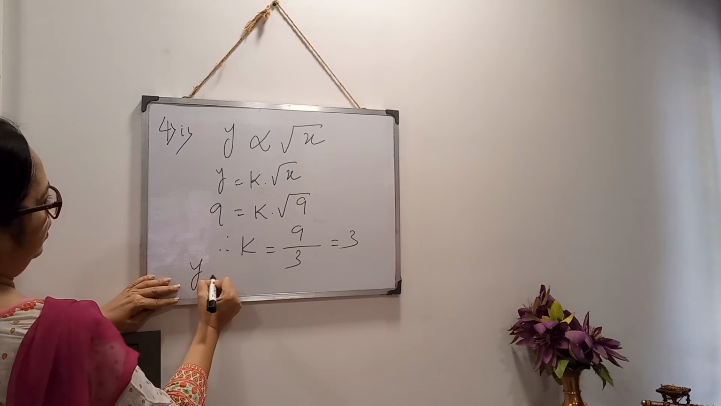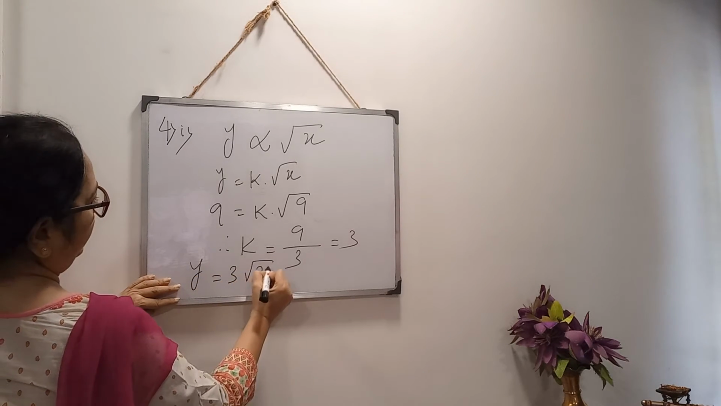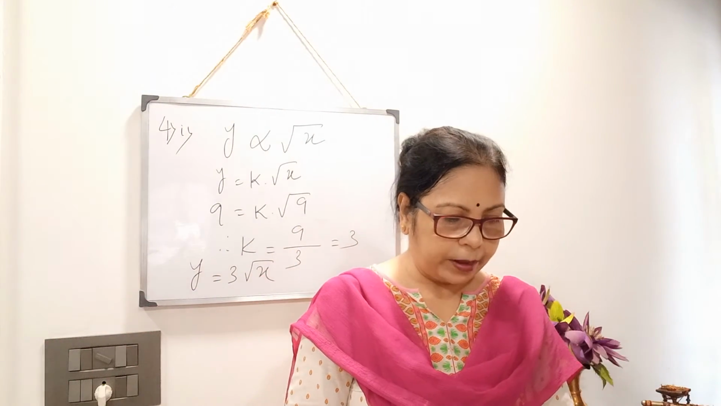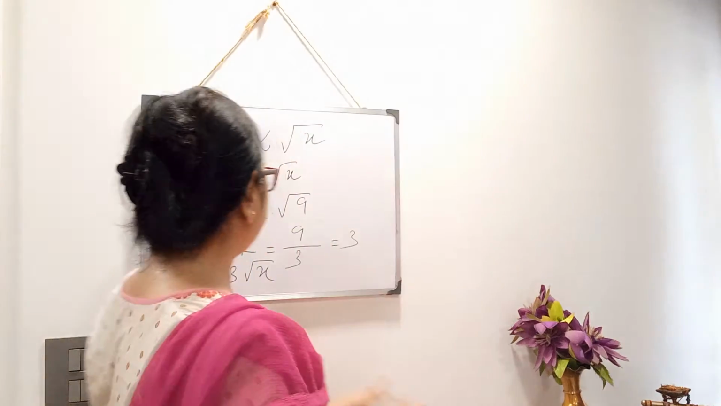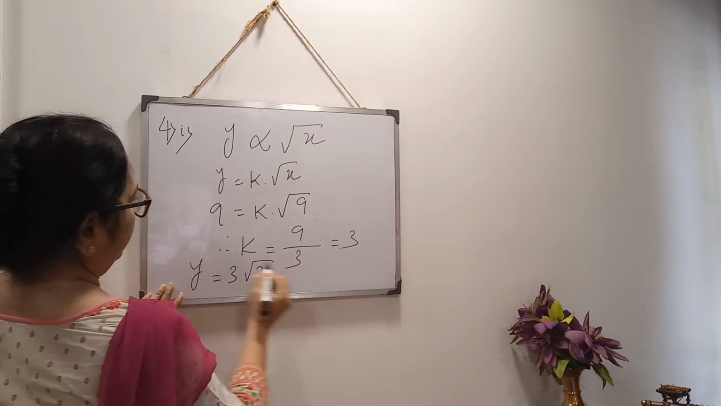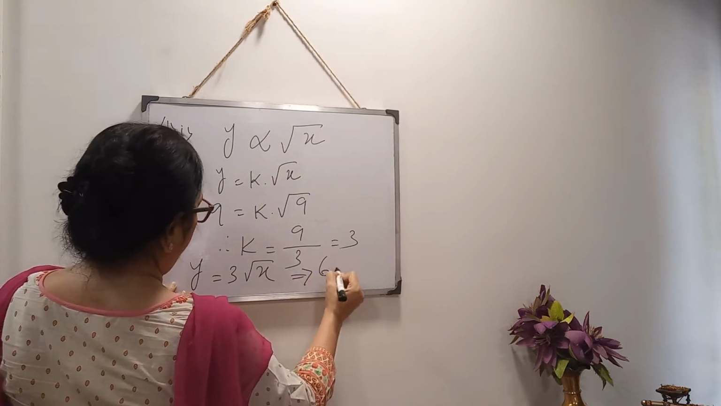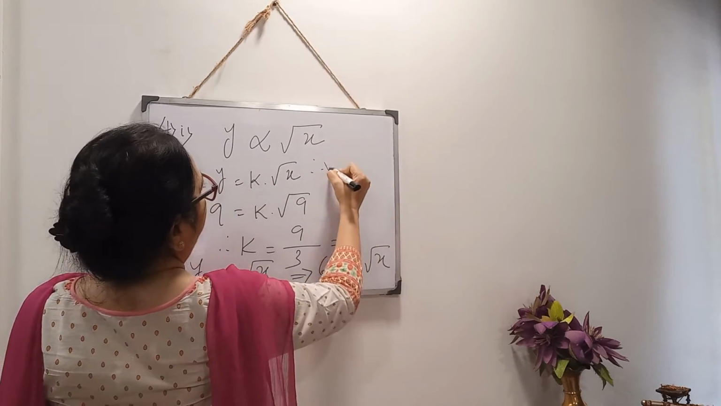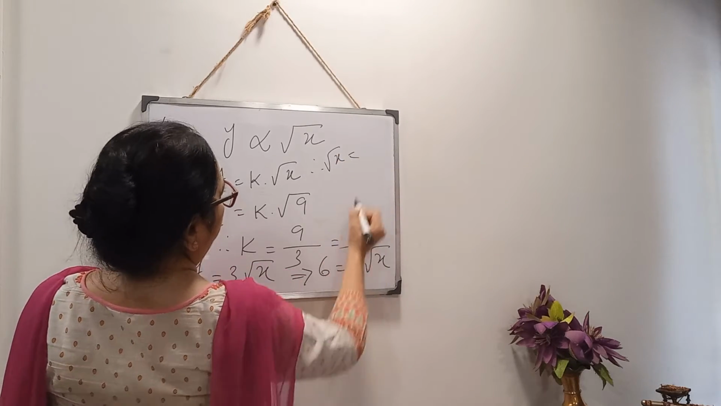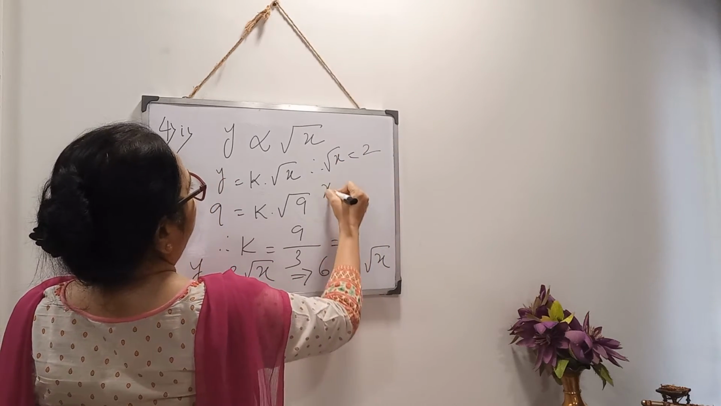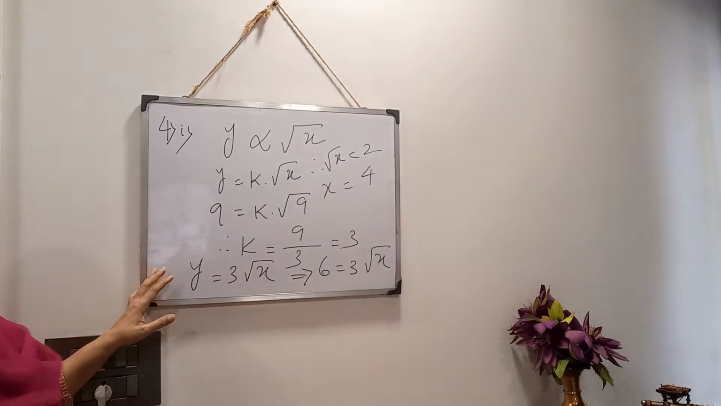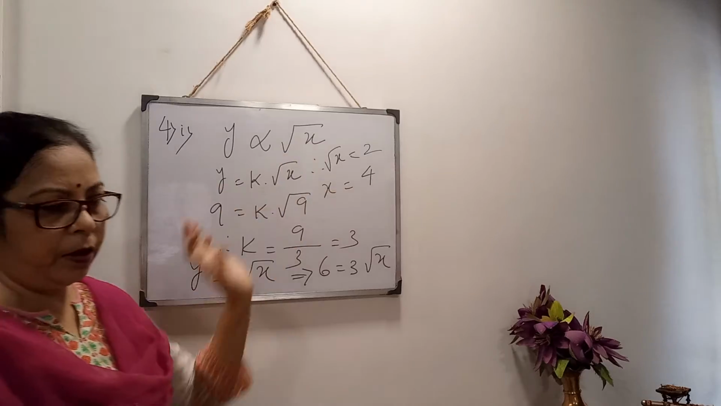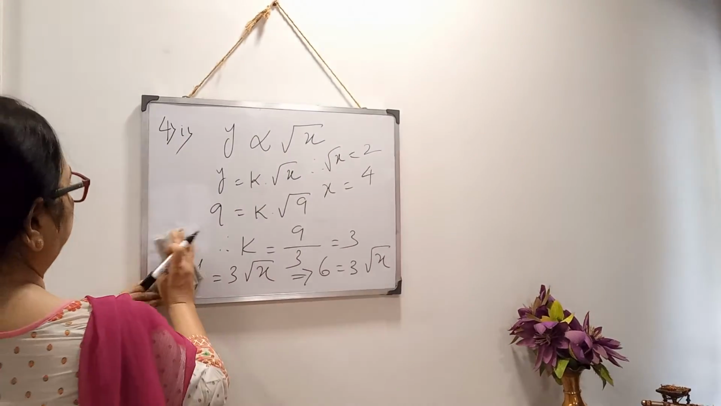So what is my equation now? y equals 3 into root over x. Then find the value of x when y is 6. 6 equals 3 root over x. Therefore, root over x is coming 6 by 3, which means 2. Then square both sides. It is coming 4. So when y equals 6, the value of x is coming 4. Clear?